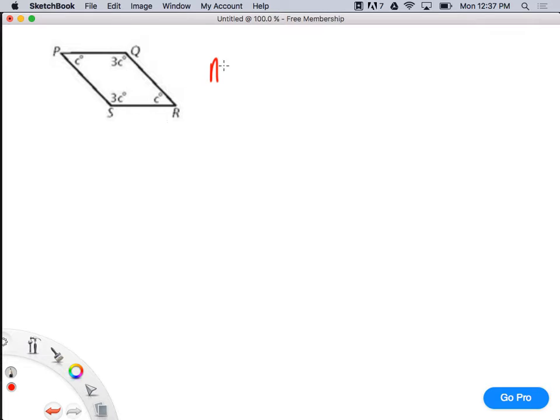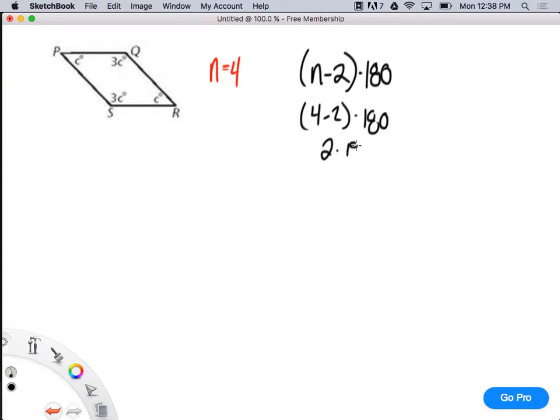N equals 4. What was my formula again? You guys remember my formula? N minus 2 times 180. So if I want to find the sum of the interior angles, that would be 4 minus 2 times 180, or 4 minus 2 is 2, times 180. 2 times 180 is what, class? 360. Or you could just remember that it's a quadrilateral, so the interior angles add up to 360.